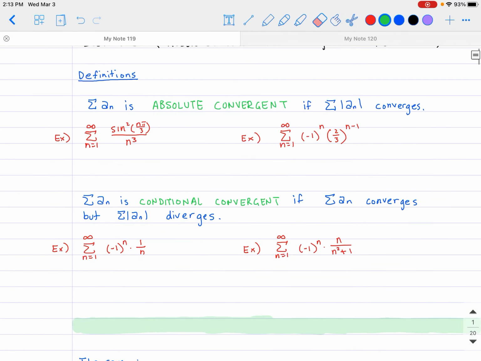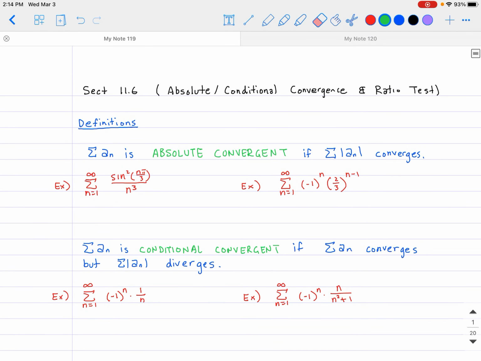Hello, welcome back, everybody. Today in calculus, we are looking at section 11.6, which deals with absolute and conditional convergence and also the ratio test. The absolute and conditional convergence is really just a way to actually prove the bigger one, which is the ratio test in this case. So let's go ahead and begin.